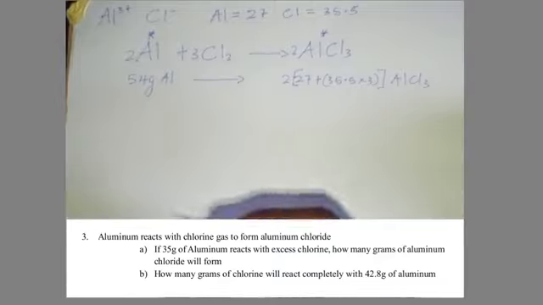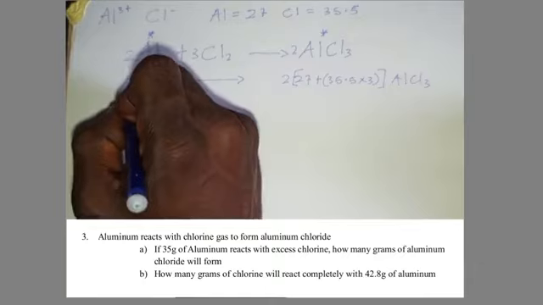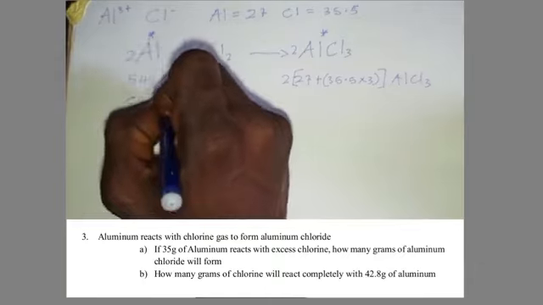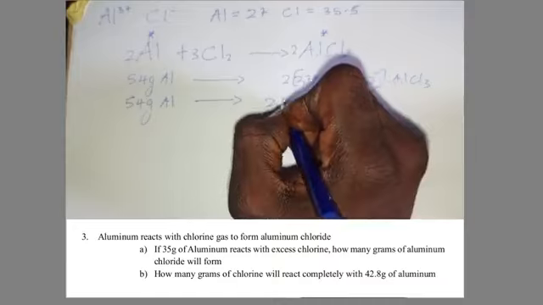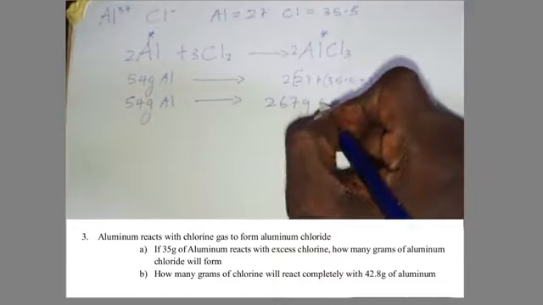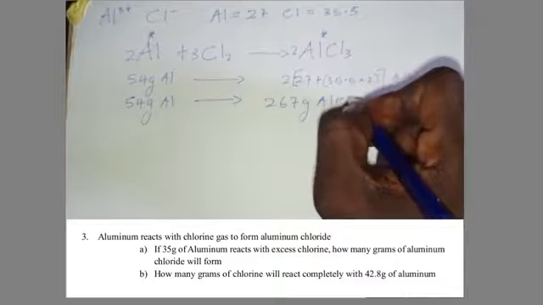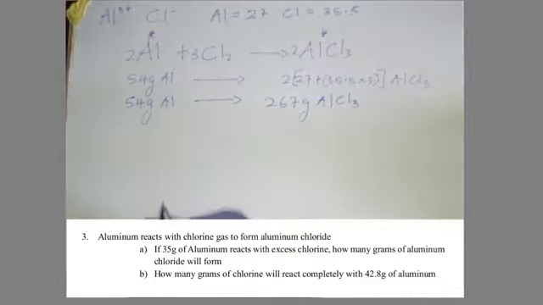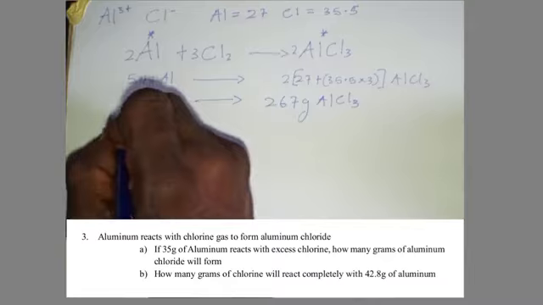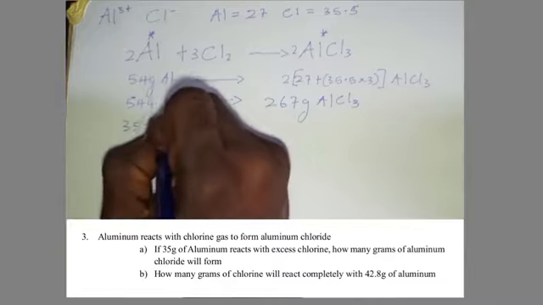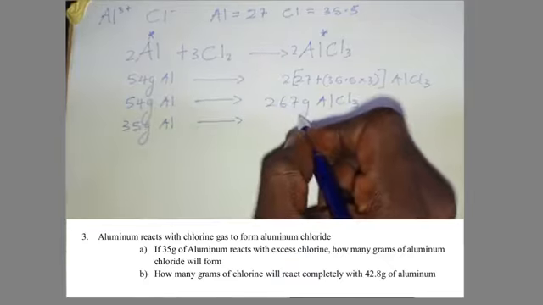Alright, so let's harmonize all the calculations we've done so far. We can see that 54 grams of aluminum will produce 267 grams of aluminum trichloride, or you can say aluminum chloride. So let's now solve the problem properly. The question is asking us, if 35 grams of aluminum reacts with excess chlorine, how many grams of aluminum chloride will form? So 35 grams of aluminum is expected to produce how many grams of aluminum chloride?